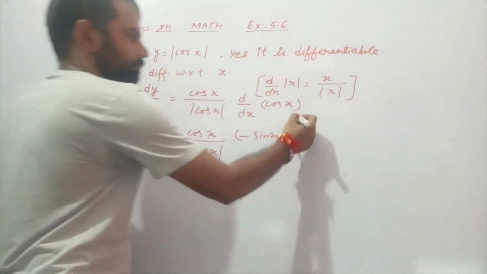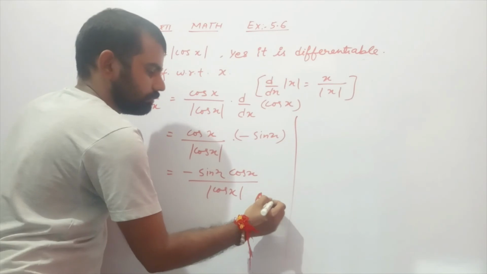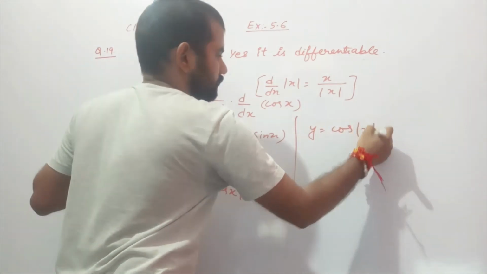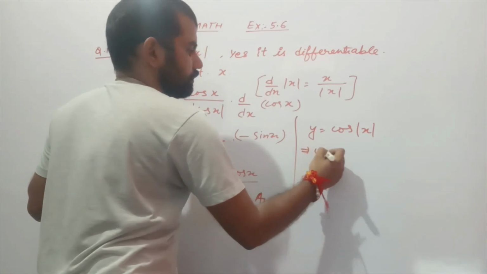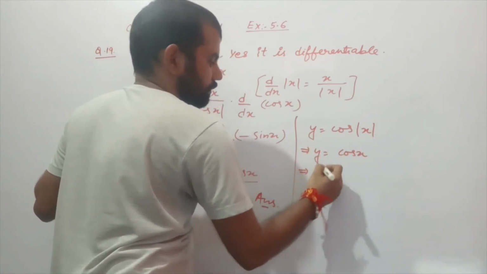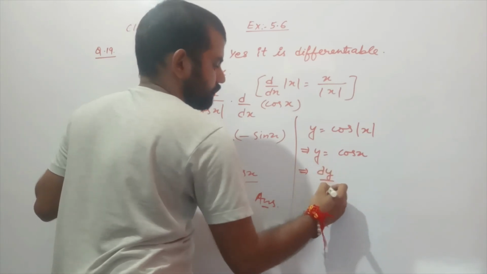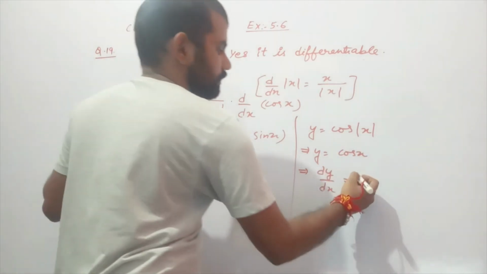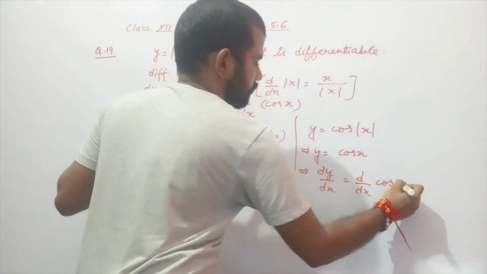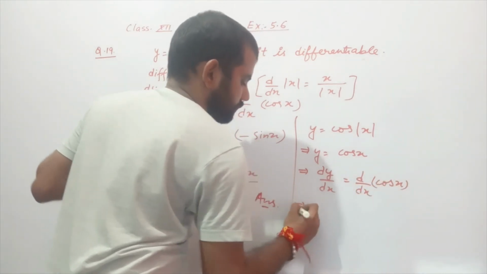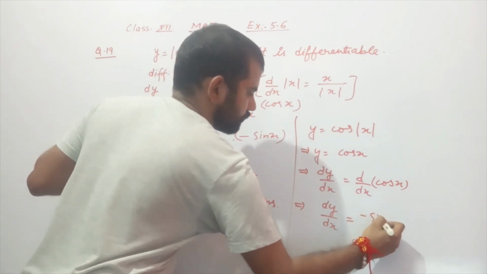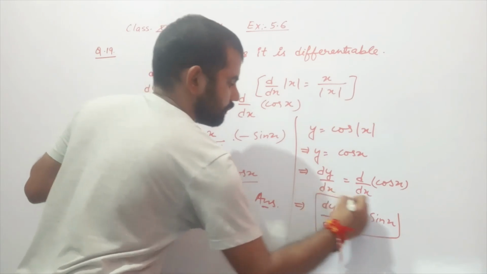Next is, what is the answer? Next is y is equal to cos mod x. This implies that y is equal to cos x. Yes, it is also differentiable. Then dy by dx is equal to the derivative of cos x, which is minus sin x. So dy by dx is equal to minus sin x. Another answer.